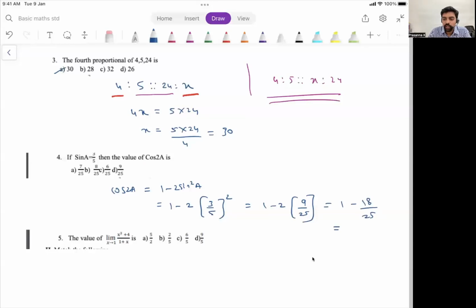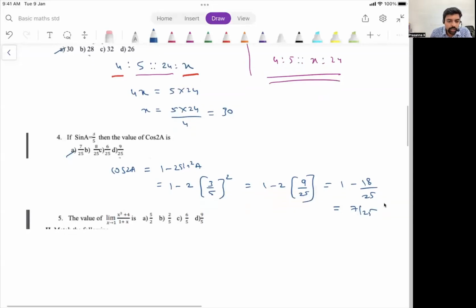So simplify this. 25 into 1 is 25, 25 minus 18 is 7 by 25. Therefore, the first option, option A.